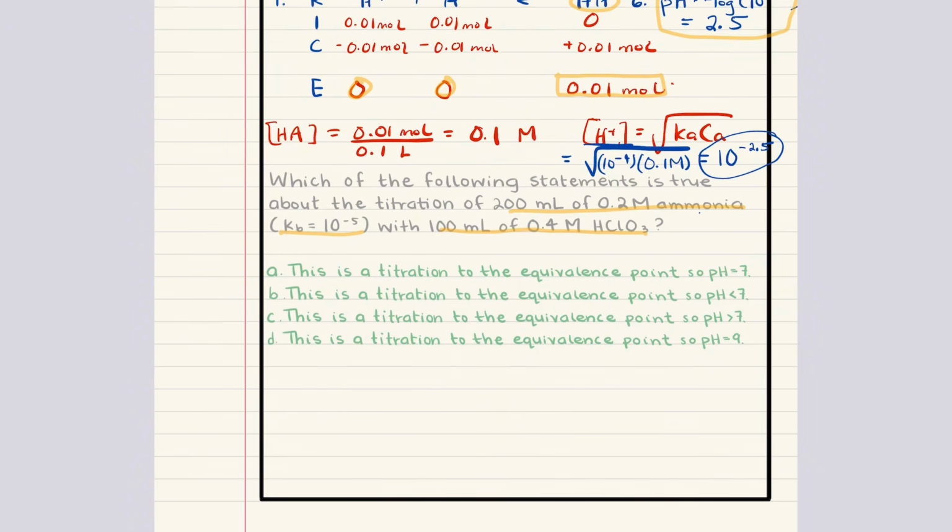Step 1, we want to classify each substance. Ammonia is a weak base. Chloric acid is a strong acid. Step 2, we're going to decide if this is a neutralization reaction. The answer is yes, because there is a strong acid present. Step 3, we're going to write the net ionic equation. For a strong acid with a neutral weak base, we can write hydrogen ions plus the weak base B gives us the conjugate acid BH+.